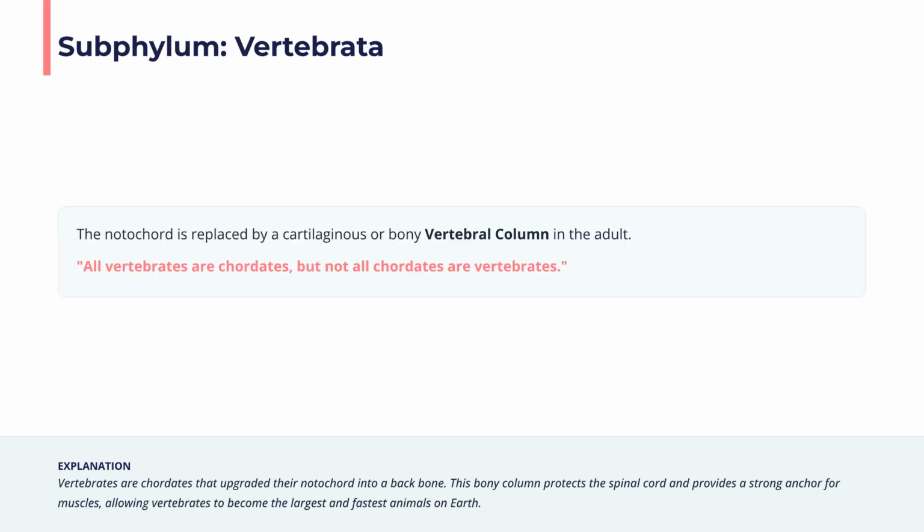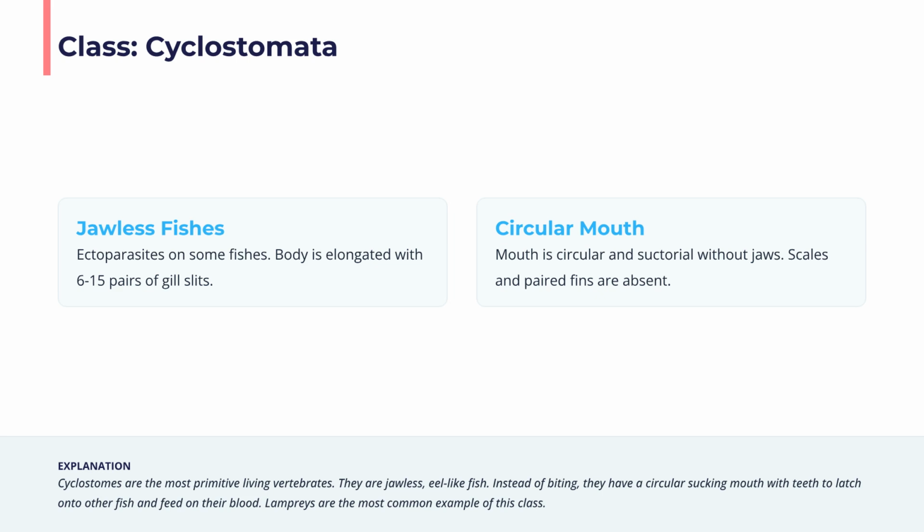Vertebrates are chordates that replace their notochord with a bony vertebral column in the adult. This strong backbone protects the spinal cord and allows for greater size and speed. Remember, not all chordates are vertebrates.